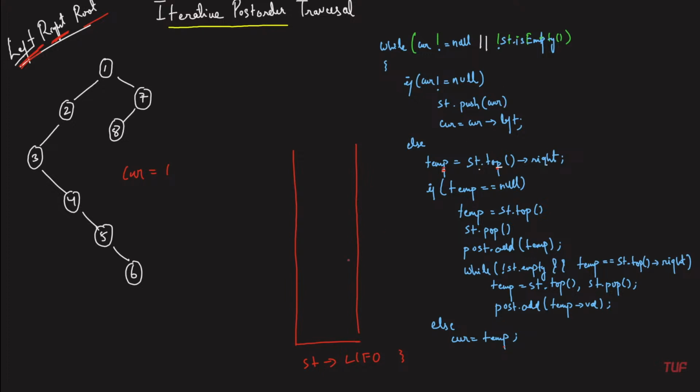Stack dot push cur. So I'll take this 1 and push it, and it says cur dot left. So I'll go cur dot left. That's 2. Perfect. Again you come back, cur not null. So stack dot push cur, and cur will go again to cur dot left. So cur will go to 3. Again come back, stack dot push 3, cur equal to cur dot left. So this will become null.